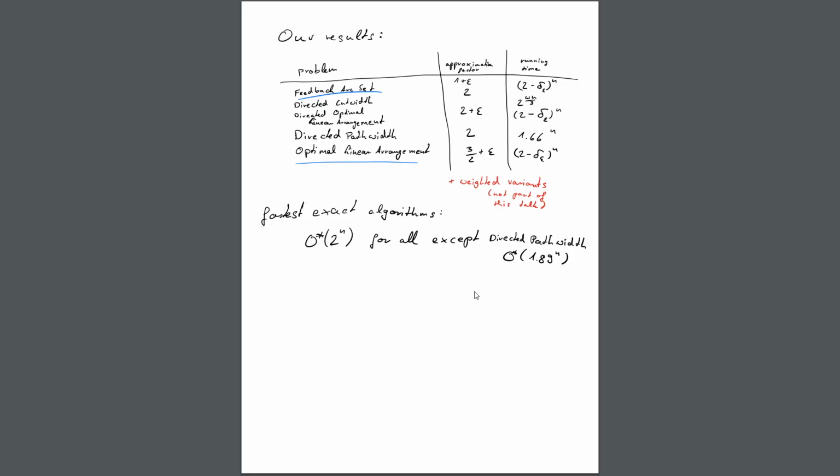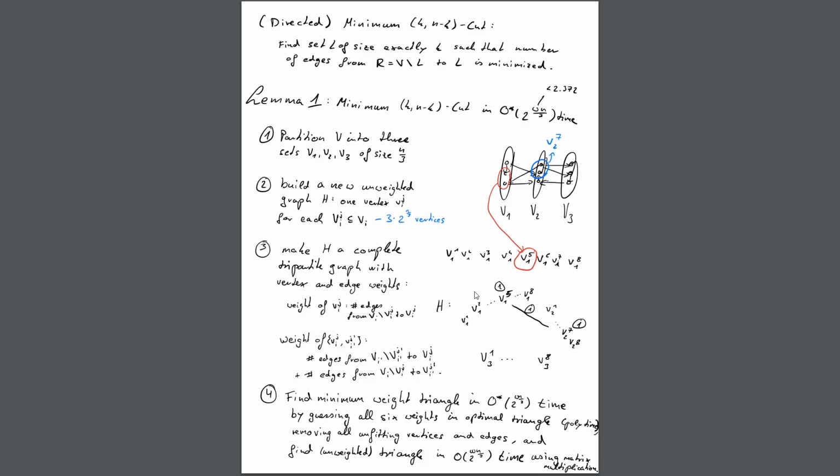Okay, let's now see how we achieve our results, and the main hero in our story is the following problem called minimum k n minus k cut, or in the directed setting, the directed minimum k n minus k cut. And here the problem is we want to find a subset of vertices, let's call this L, such that in the undirected setting, the number of edges between L and the rest of the graph R is as small as possible, while the size of L is exactly k. And in the directed setting, we want that the number of arcs starting in R and ending in L is minimized. But again, the size of L has to be exactly k.